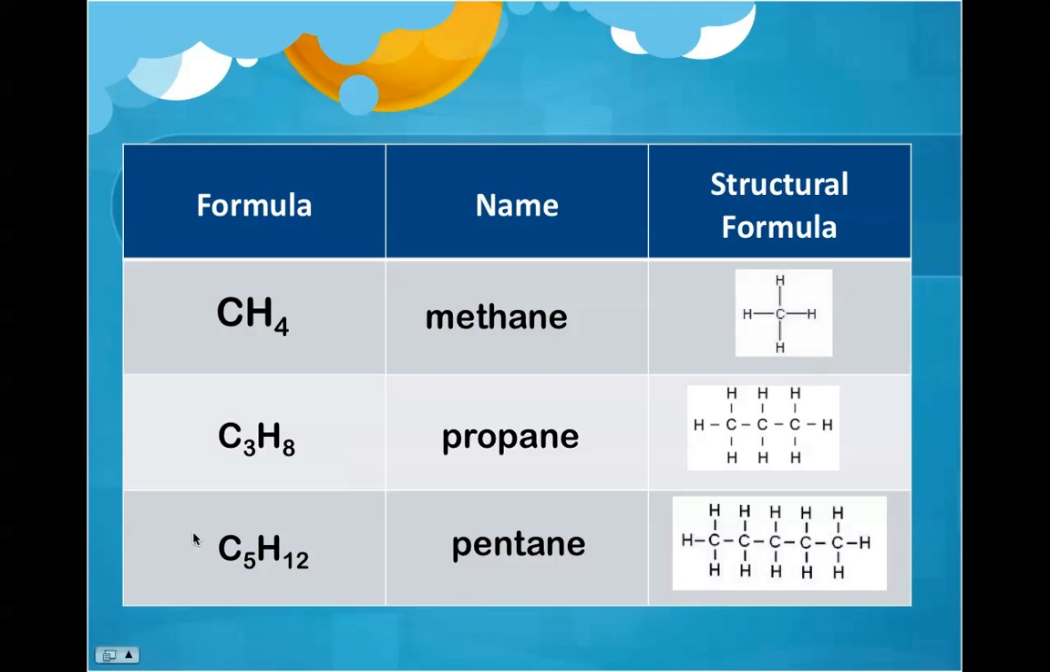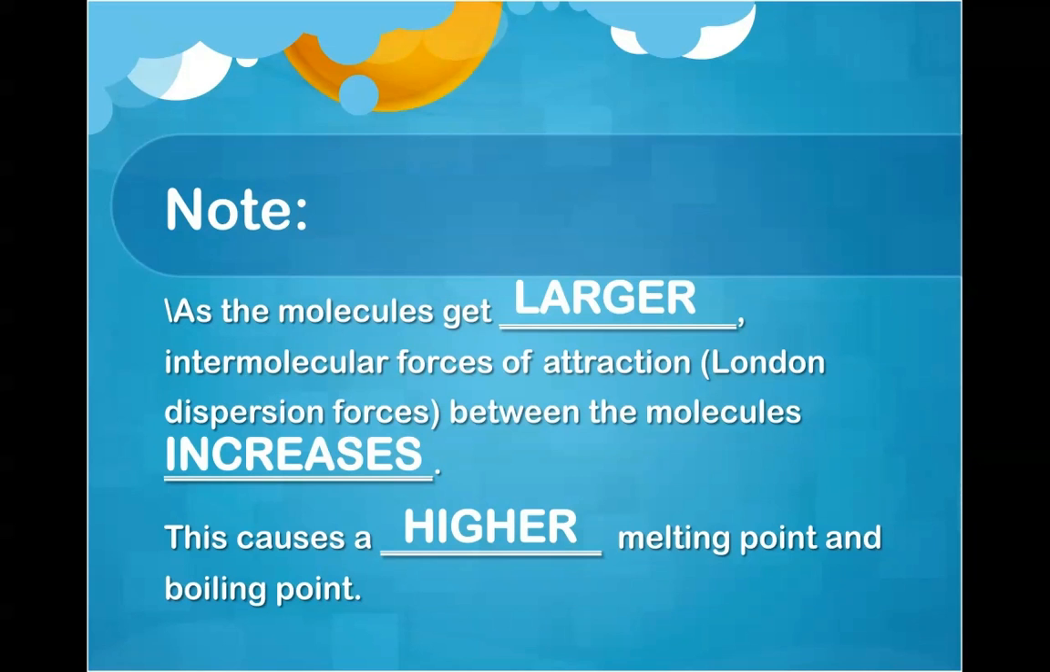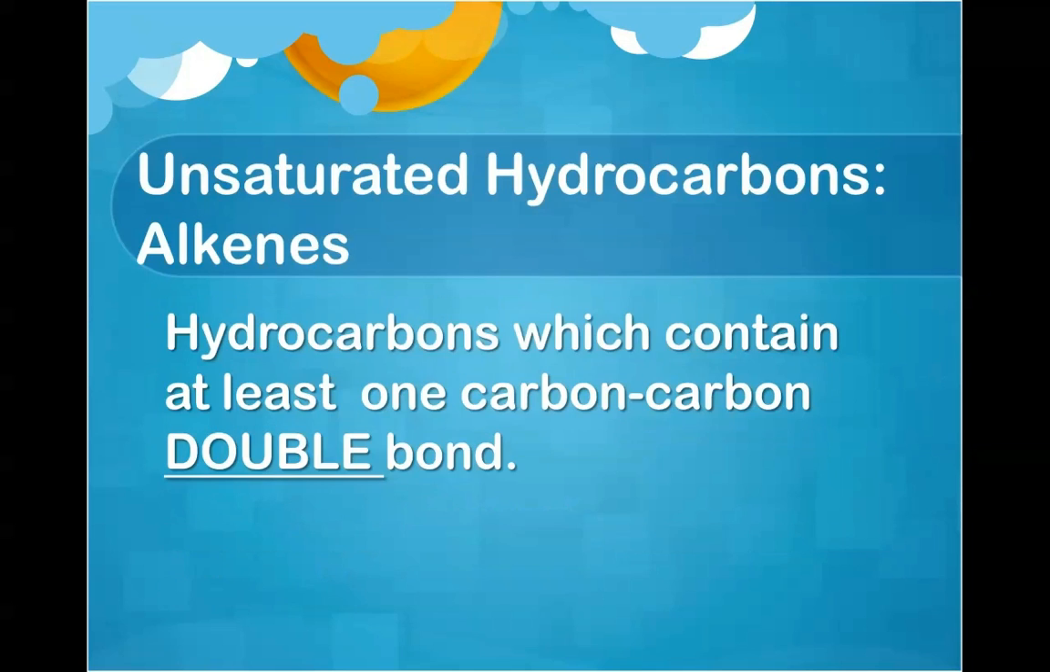Or I could look at which of the general formulas matches up with the fact that this is an alkane. One important part is that as molecules get larger, those IMFs increase, they become stronger, and thus there's a higher melting point and boiling point. This is something that you need to know and be able to identify. So again, the larger our hydrocarbons, the higher the melting and boiling point.